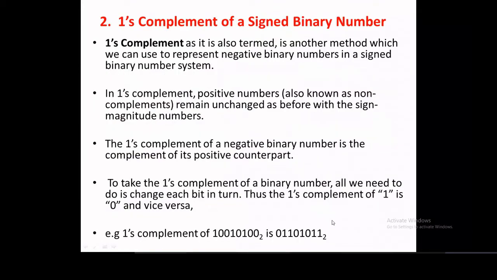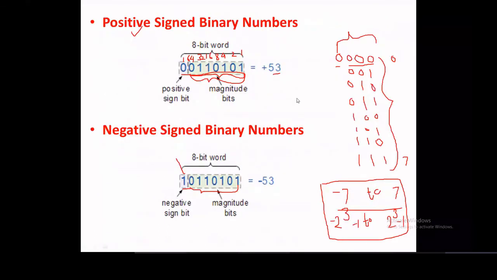That was the first type of representation of signed binary numbers. Then the second type is ones complement of signed binary numbers. I can represent my binary numbers, positive and negative, in ones complement format. It is another method to represent negative or positive binary numbers in the signed binary number system. In ones complement, positive numbers remain unchanged from the sign magnitude numbers, same as we have seen in the first type.